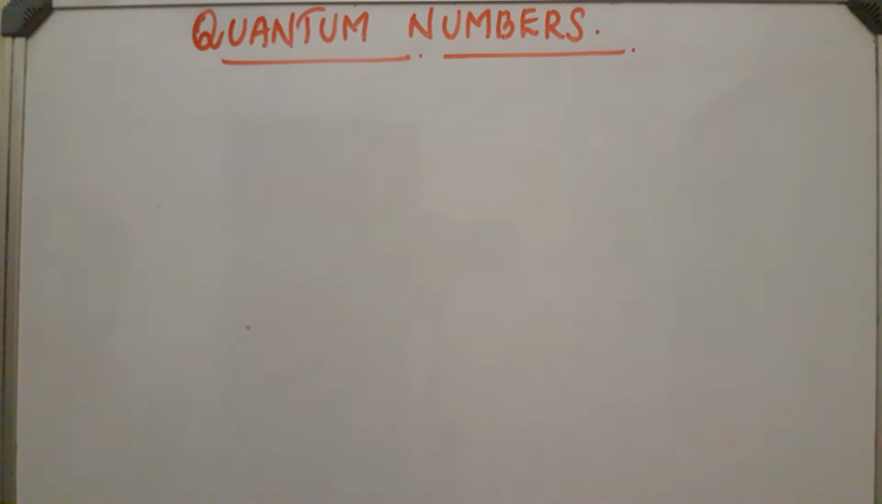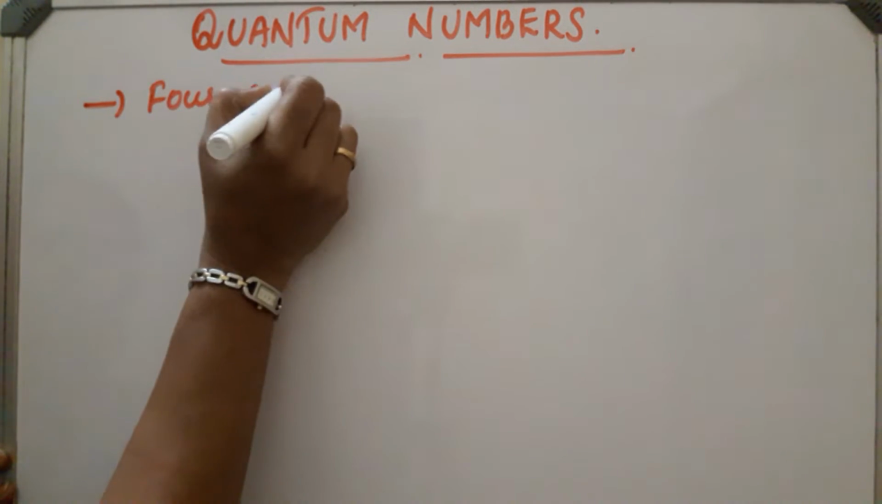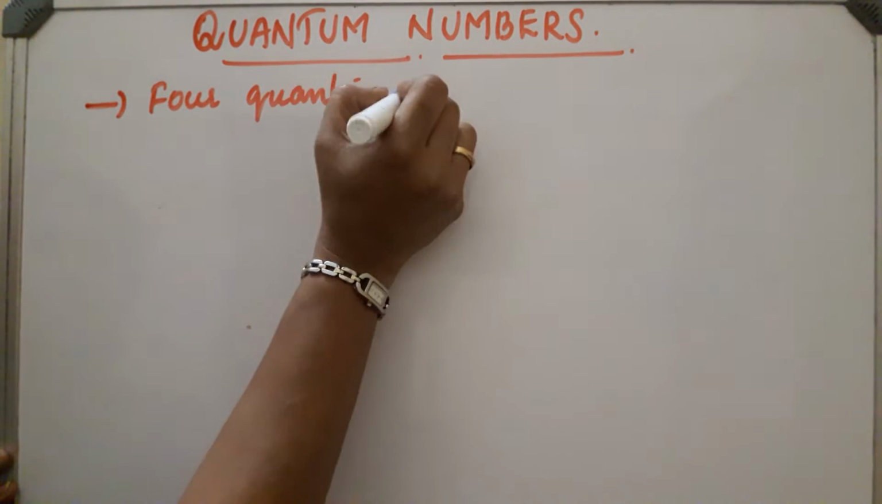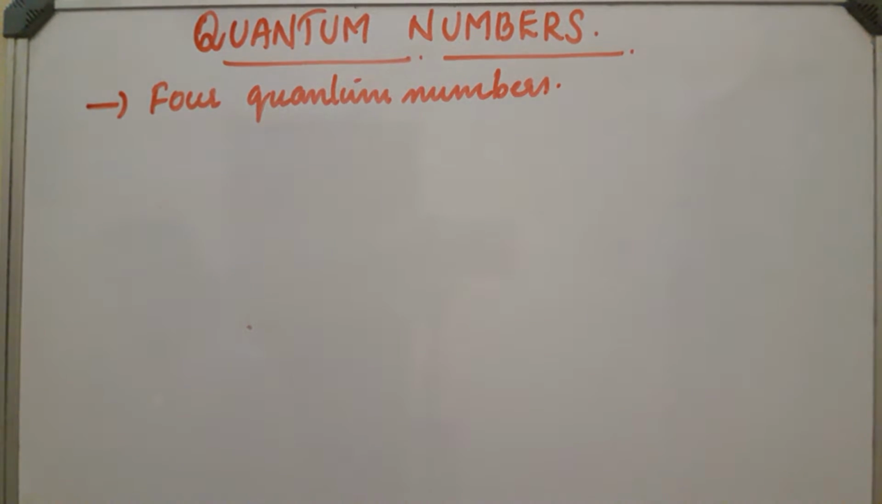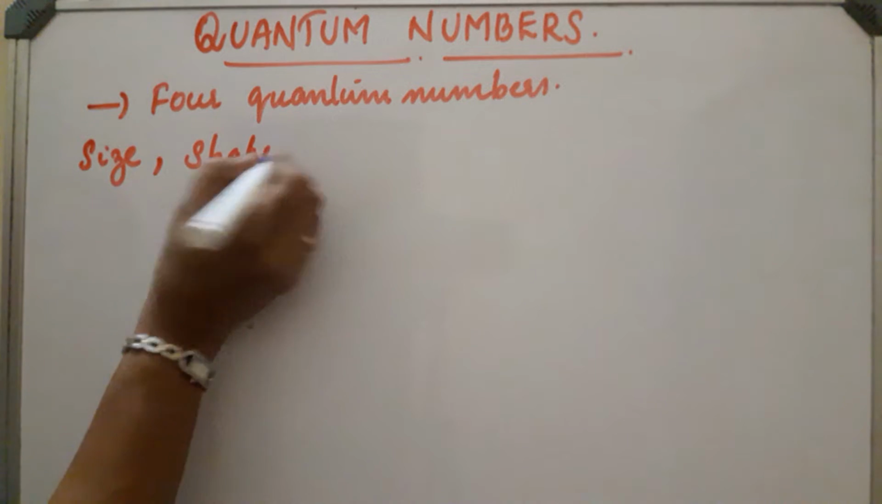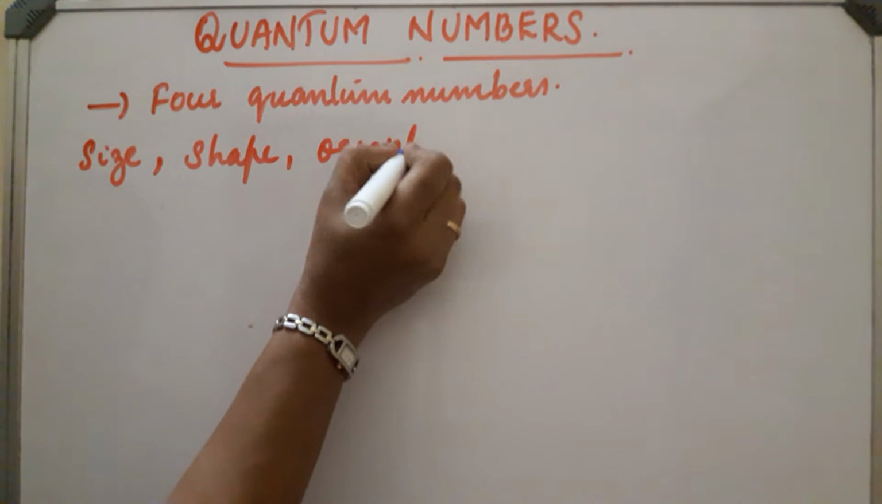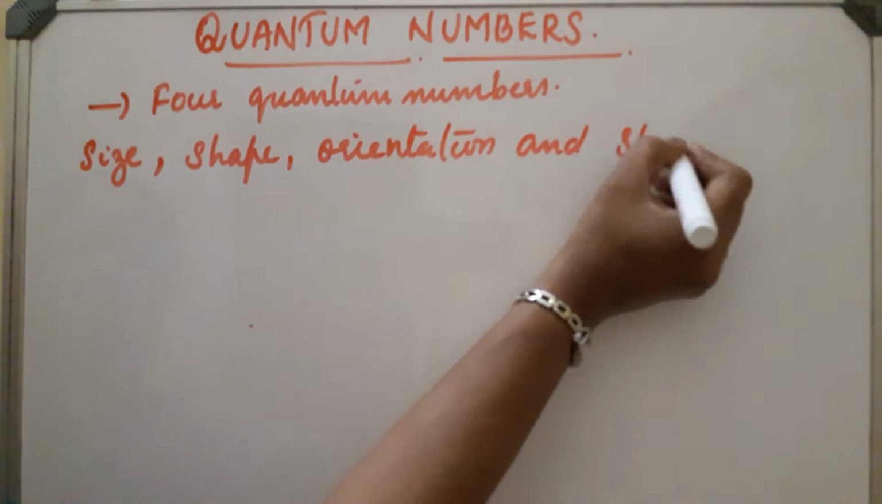Quantum numbers. There is a set of 4 quantum numbers, with the help of which we will get complete information about the electrons in an atom. Each quantum number gives different information: the size of the orbital, the shape of the orbital, the orientation of the orbital, and the spin.